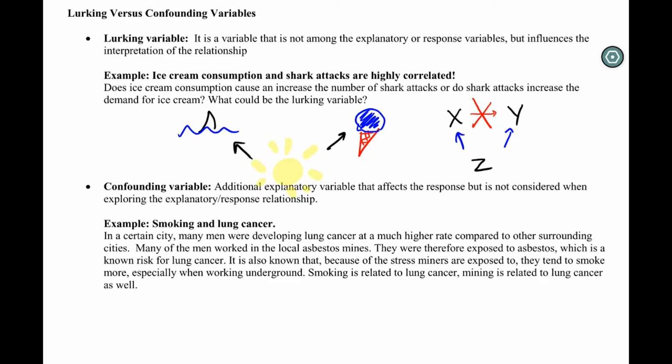All right, now this is different than a confounding variable. As you can read here, a confounding variable is an additional explanatory variable that also affects the response but wasn't considered. So I have this example here where there was a city where a lot of people were developing lung cancer and they happen to all work in this asbestos mine. And so asbestos definitely seems like something that might be related to lung cancer.